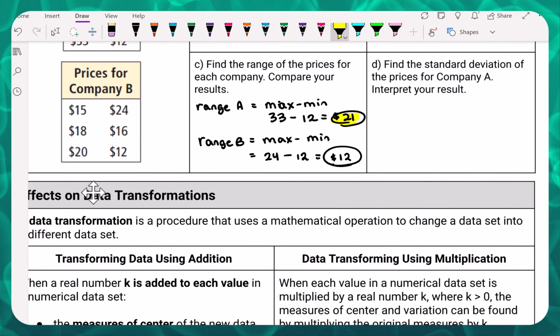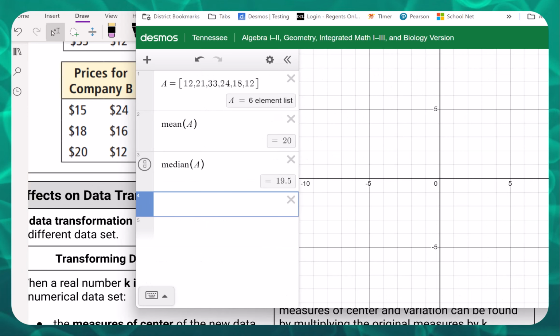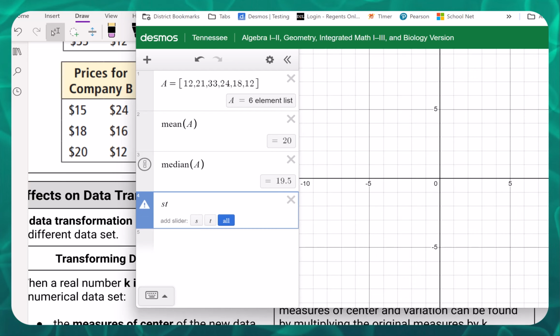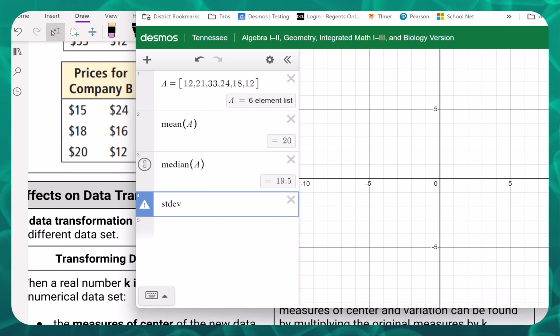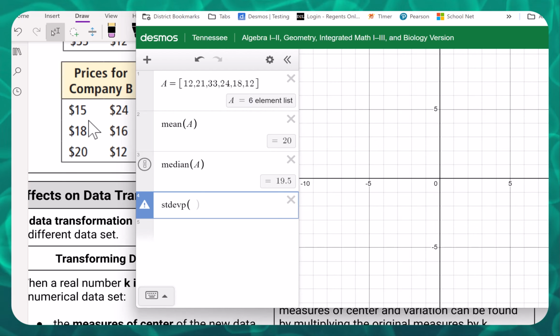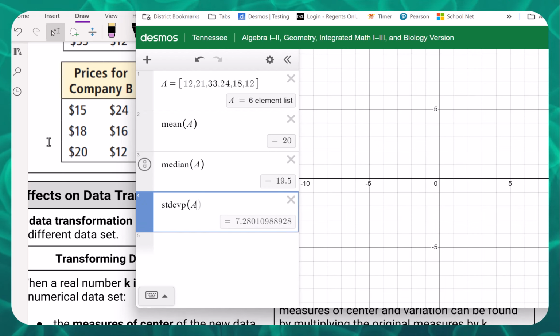Okay, part D says find the standard deviation of the process for company A, and interpret your results. So let's go ahead and head back over to Desmos. Now remember earlier in section 7.1, when you type in standard deviation, so it'll be STDEV, you have to put on P for population. So it's going to do the standard deviation, assuming that you're using all of the numbers. And we're going to put A in here.